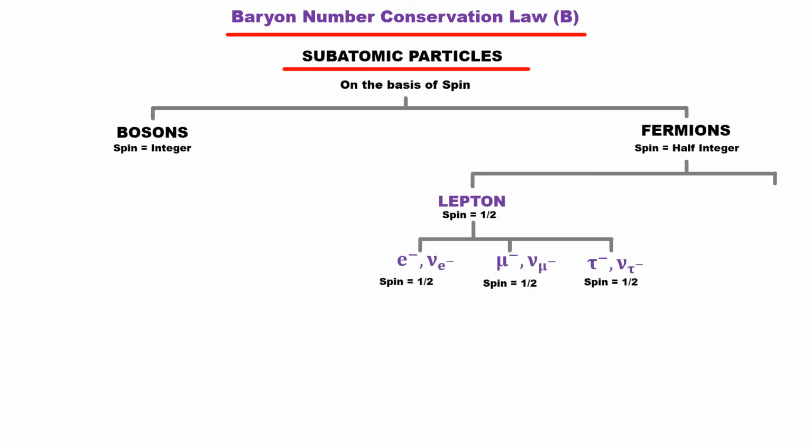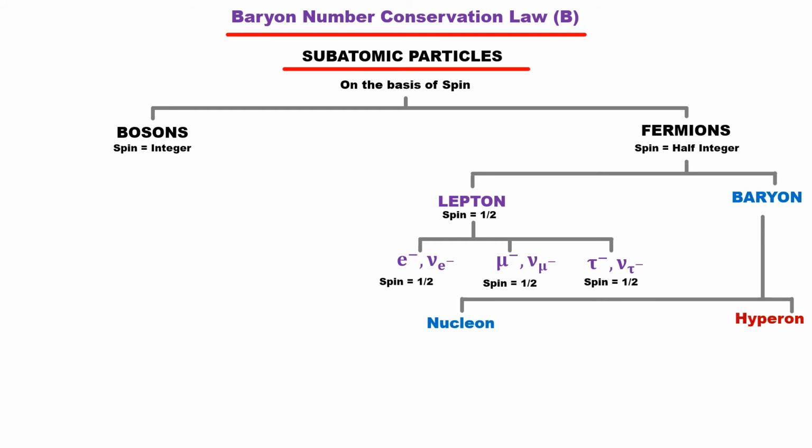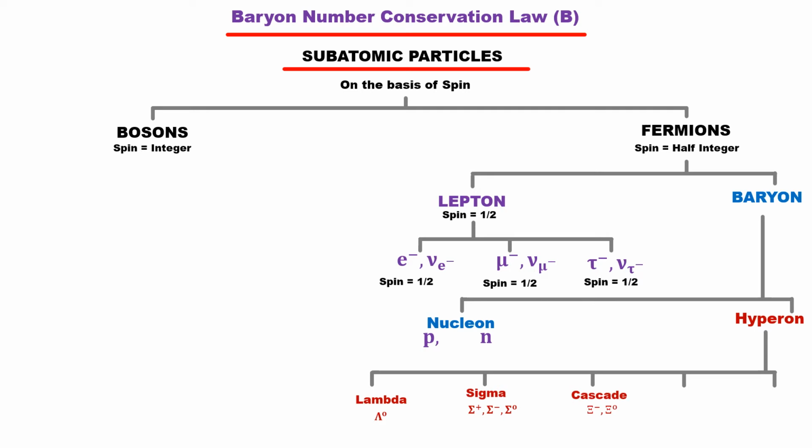Next universal conservation law is baryon number conservation. By classification of subatomic particles, we know that fermions that interact with the strong nuclear force are called baryons. Due to the considerable variation in the mass of baryons, they have been divided into two parts. Light mass baryons are called nucleons and heavy mass baryons are called hyperons. So far, two nucleons, proton and neutron, while lambda, sigma, cascade, omega and delta baryons have been discovered.